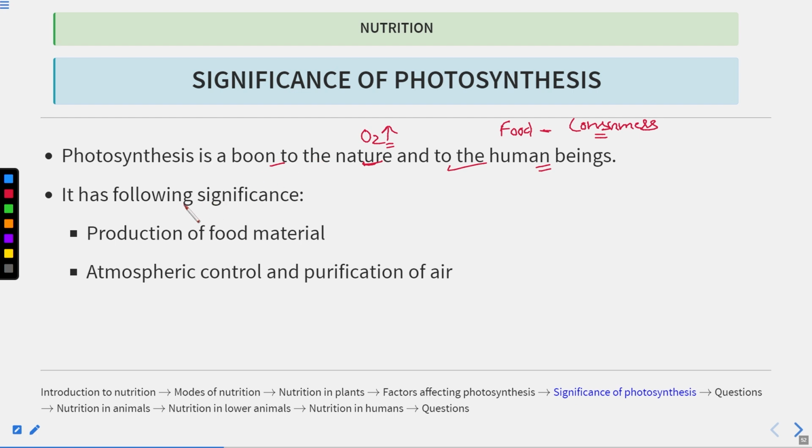Now what is the significance of photosynthesis? Production of food material, and atmospheric control and purification of the air. There is oxygen evolution during photosynthesis, which helps in the purification of the air, and atmospheric control is also done by the exchange of gases. Carbon dioxide is absorbed by the plants and oxygen is released. So this is the significance of photosynthesis. All organisms are dependent directly or indirectly on photosynthesis.